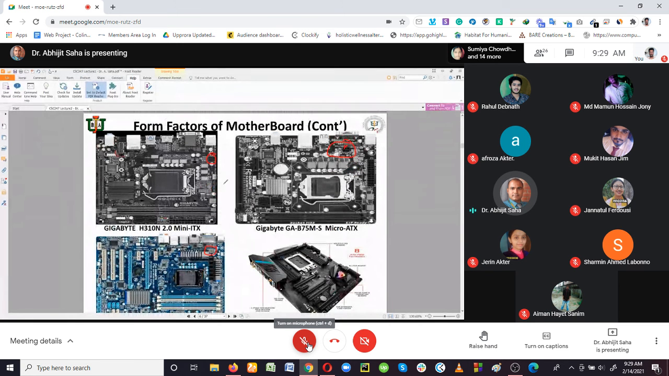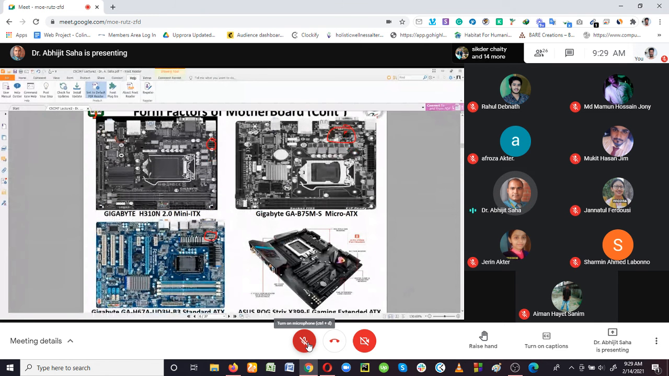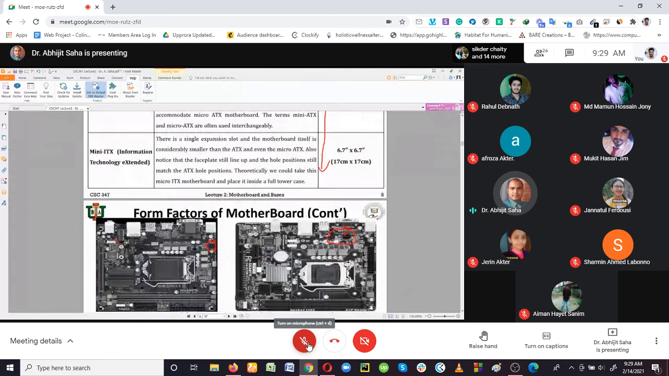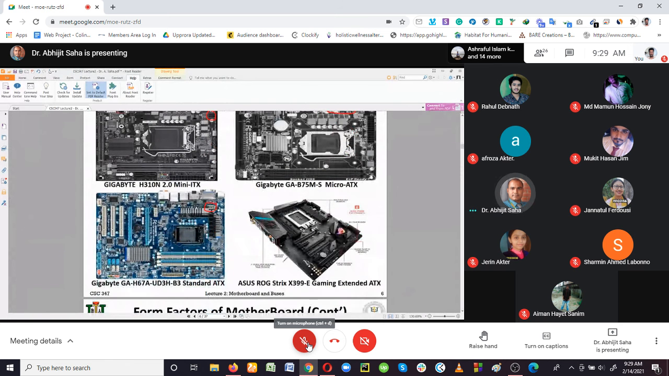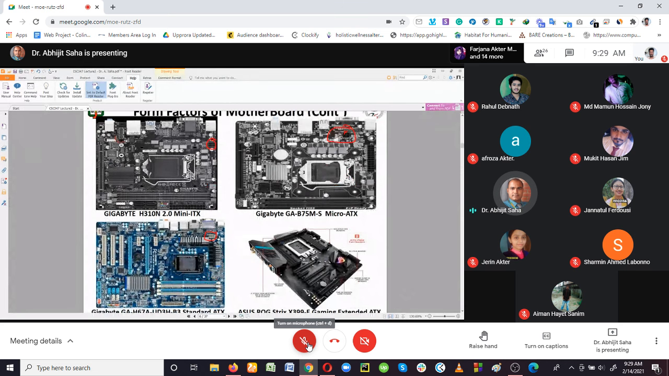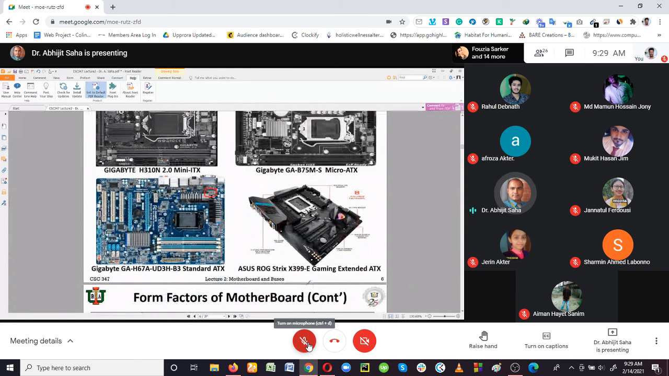I have already said that you should be able to identify the components of the motherboard. That is coming in this slide itself. Here, I have tried to show four different ATX motherboards and compare them. We have seen that most of the main components of the motherboard are available in each of the motherboards.